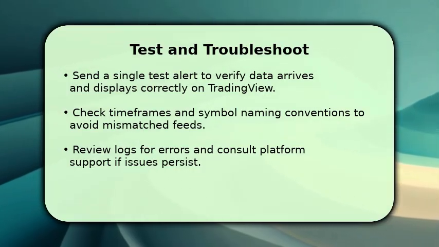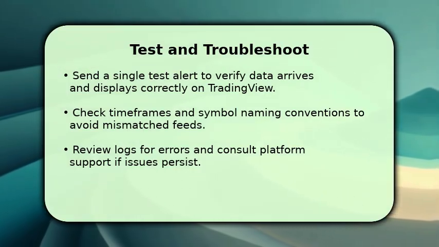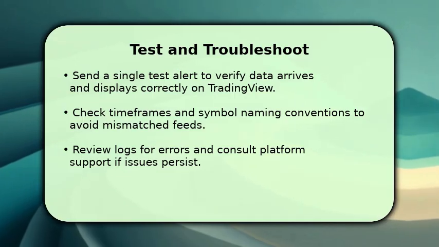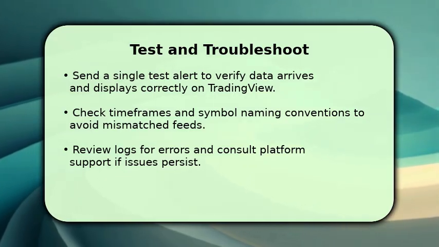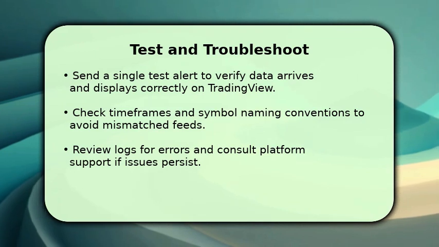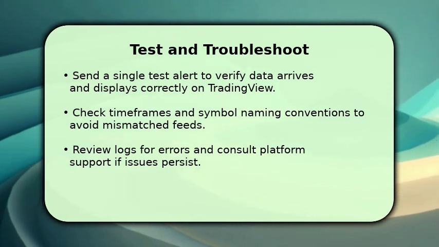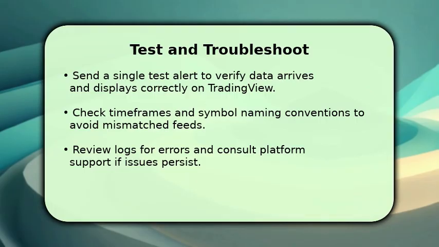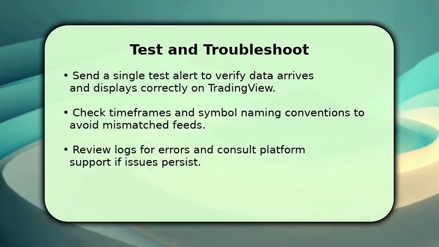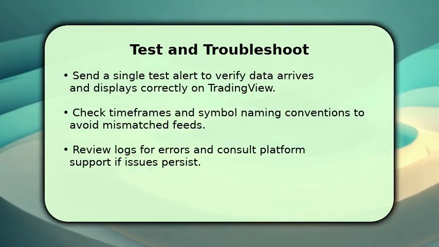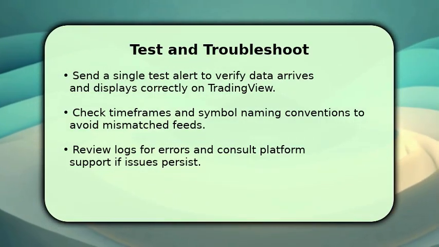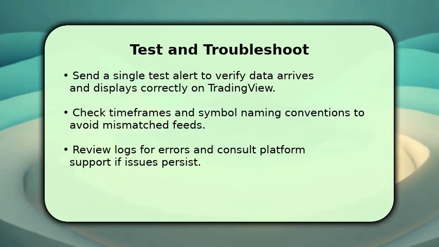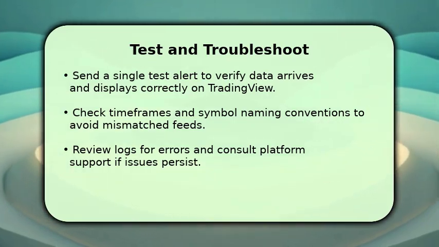Run a targeted test by sending an alert or exporting a small data file and confirm it appears on the Tradingview chart. If the feed seems delayed, validate symbol formats, time zones, and time frame alignment. Inspect error logs for rejected requests and retry after fixing mismatches. Keep a checklist to repeat tests after changes to ensure the connection stays reliable.